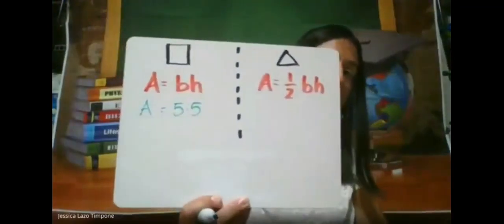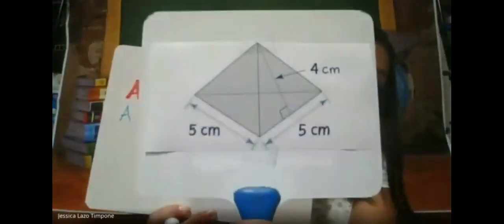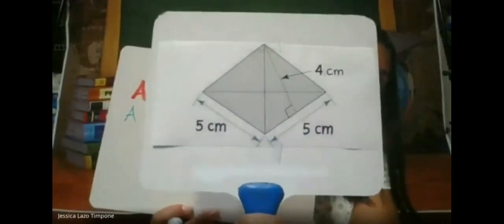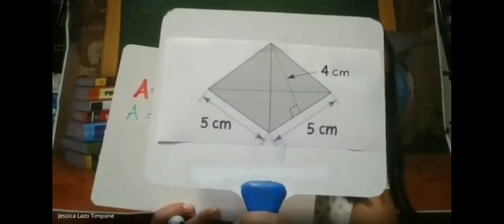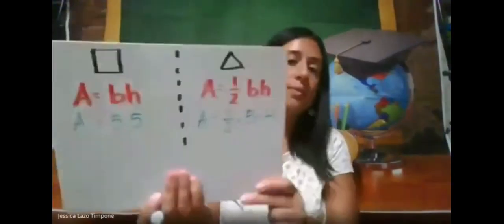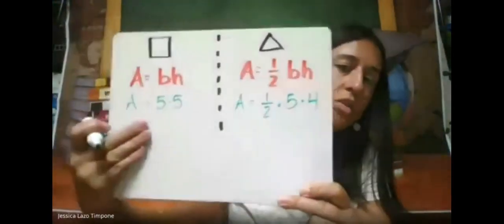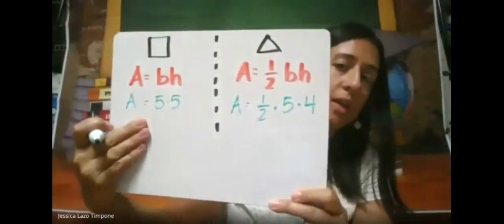And then we're going to fill in our triangle. And our triangle has a base of 5 and a height of 4. So let's fill that in. It's going to be half times the base is 5 and the height is 4. So let's do the area of the square. 5 times 5 is 25.